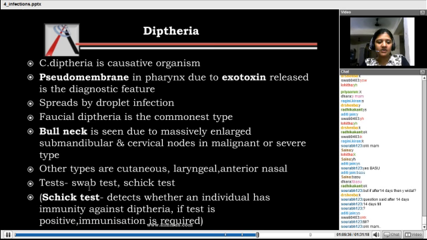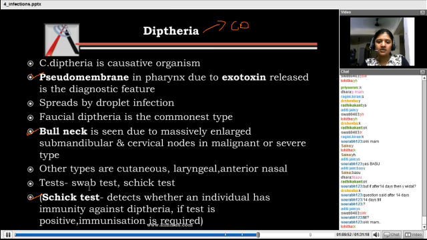Diphtheria, I am not getting into diphtheria, all of us know. Highlight the important points, pseudomembrane, you have bull neck, you have a Schick test. Alright? So what kind of typical cough that you see in diphtheria, what is it called?